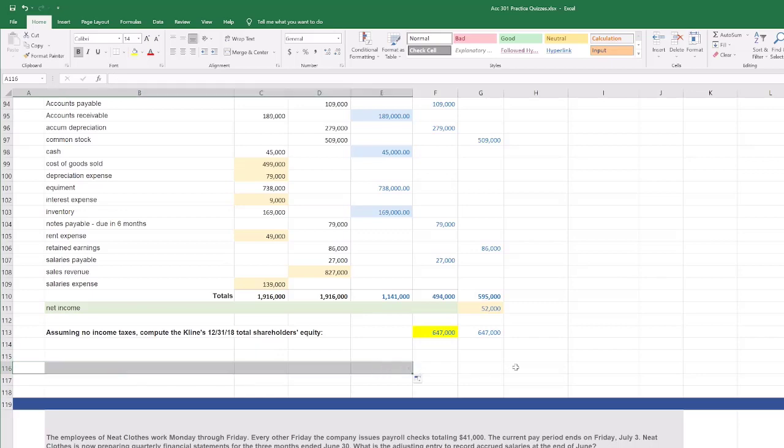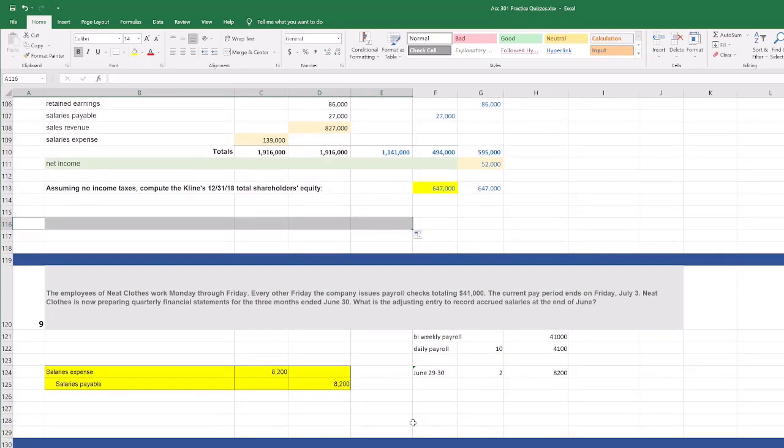Let's move on. All right. The employees for Neat Clothes work Monday through Friday. So this is an adjusting entry for payroll. Every other Friday, the company issues payroll checks totaling $41,000. So their payroll is a 10-day period. We take the $41,000 divided by 10, and we're paying $4,100 a day.